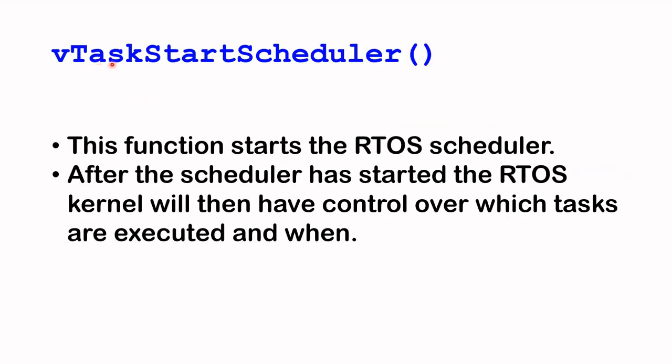Next one is the vTaskStartScheduler. Basically this function starts the RTOS scheduler. Once the scheduler has started, the RTOS kernel will then have control over which task to execute and when to execute the task, right? And we'll come to the first demonstration, demonstration 1.